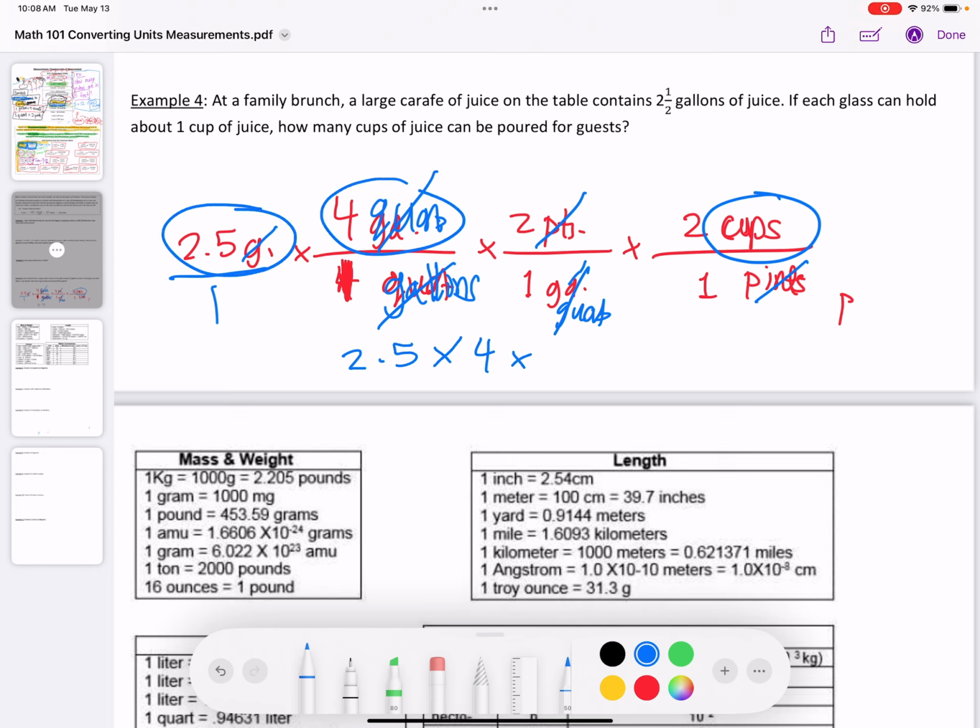And you could just multiply them all together at once, but I just want to show the work in case someone says, what the heck, where'd all the numbers come from? And another 2, oh my gosh. And then the denominators are all 1. It's 1 times 1 times 1. That's easy, 1. And it should be in cups.